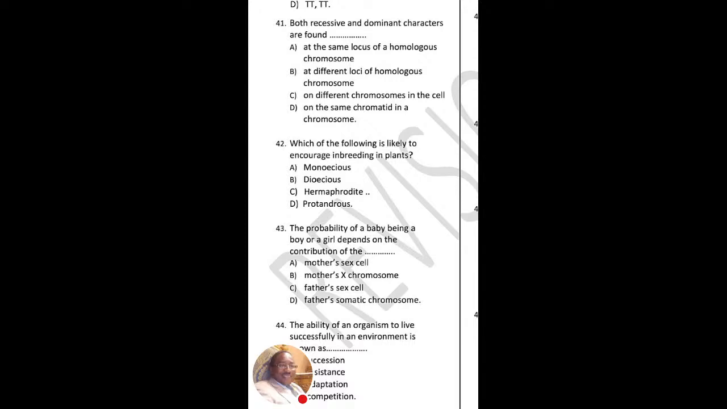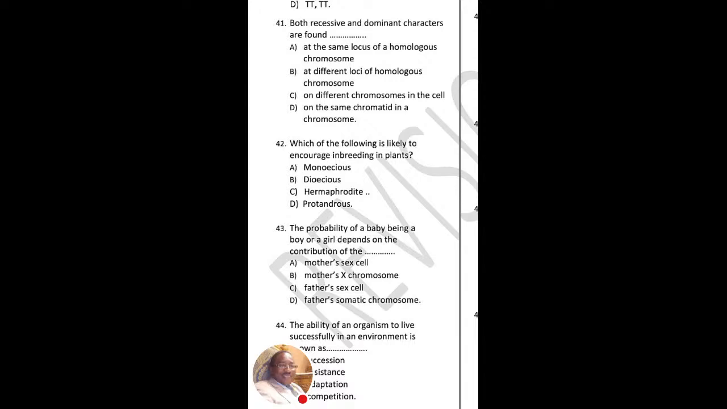An example of a monoecious plant is maize. Maize has male and female flowers on a single plant. Dioecious is something like pawpaw that has male and female flowers on different plants. Okay? So let's move on.